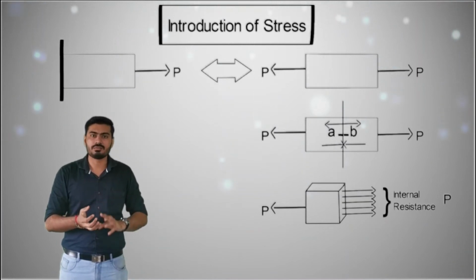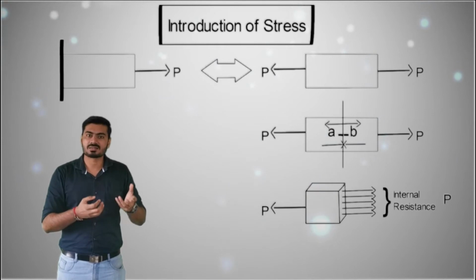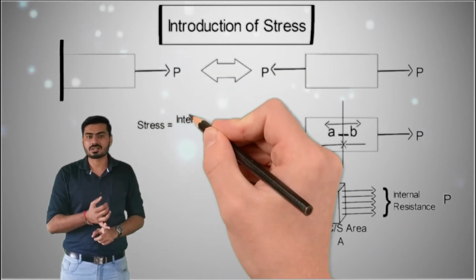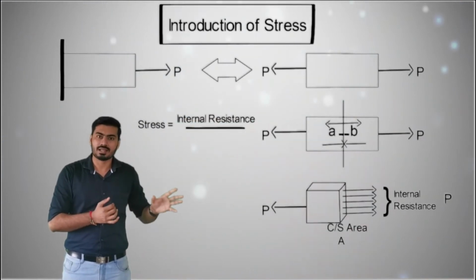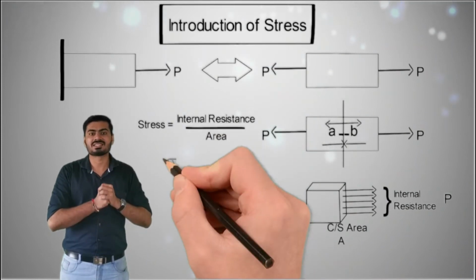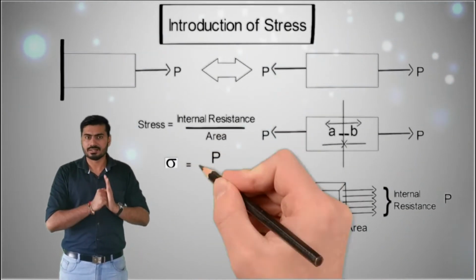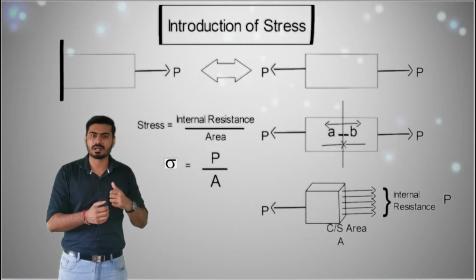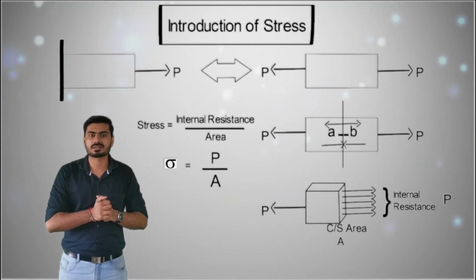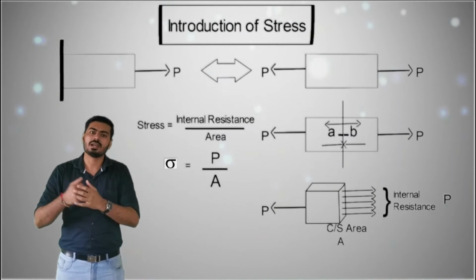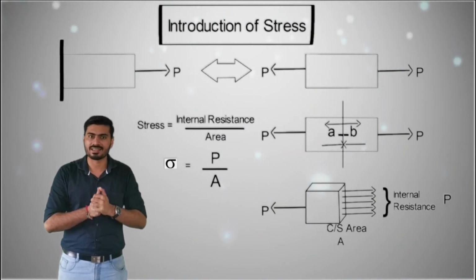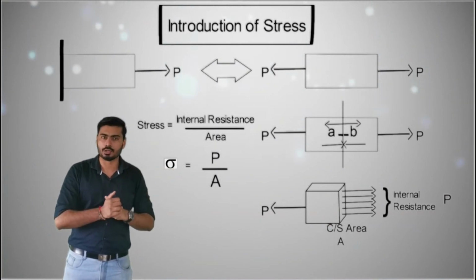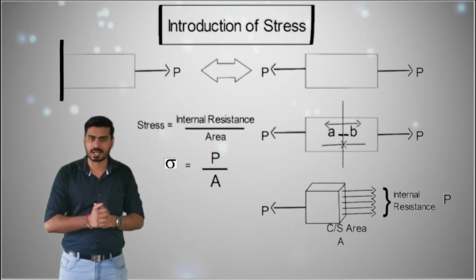Under this condition, if we want to define stress, stress is nothing but the internal resistance per area. The area is the cross-sectional area of the body, which we have taken like this, and the equation for stress will be sigma equals P by A. This equation comes from internal resistance divided by area, and in this case we have taken the internal resistance magnitude as the same as the magnitude of the externally applied force, so instead of the internal resistance we can put the P value, which is the applied force. This is how we define stress.